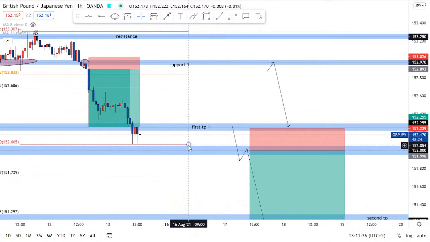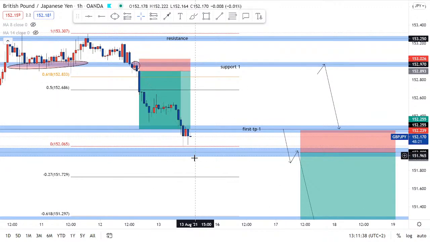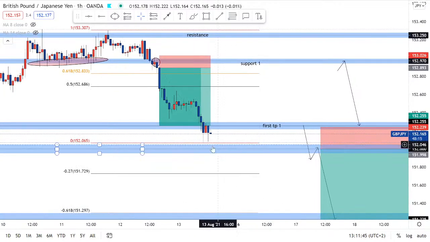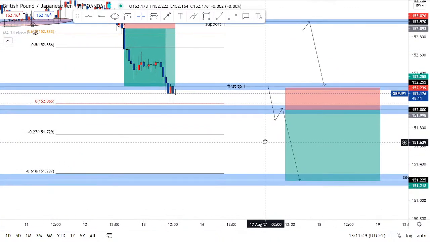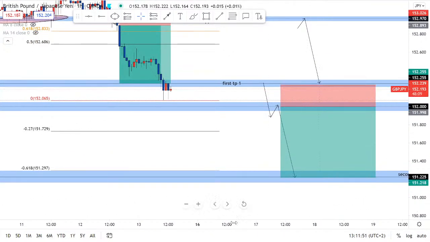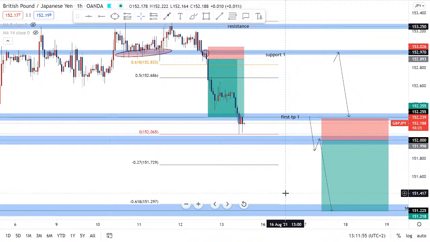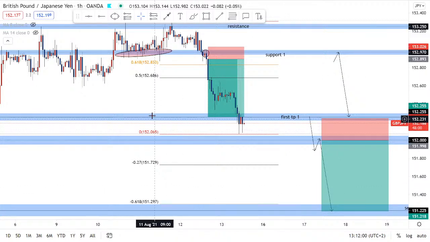Even around this area, let me just zoom in a bit. As you can see around this area here, the market broke this support, and you see that it came to retest this area here. But then let's wait for the market to break this other support here, come back to retest this area, then we might be looking to sell this going to the downside. Don't forget guys, this is GBP JPY 1 hour time frame.